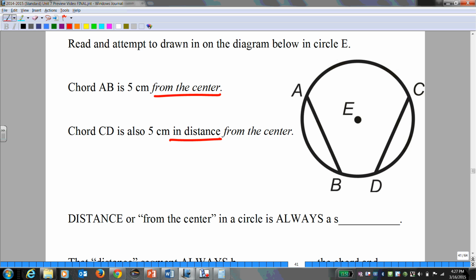If we have chord AB 5 centimeters from the center, that's code word for distance. And we always measure distance in a circle from the center. So if it's 5 centimeters, we would actually draw that segment right there, 5 centimeters. And if CD is 5 centimeters, we would draw it right like so. Curious if you drew it similar.